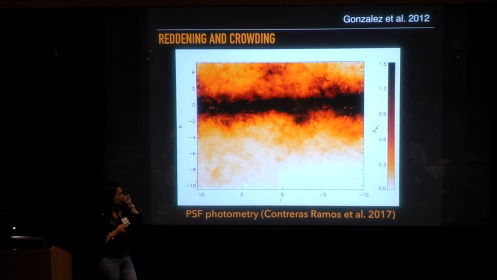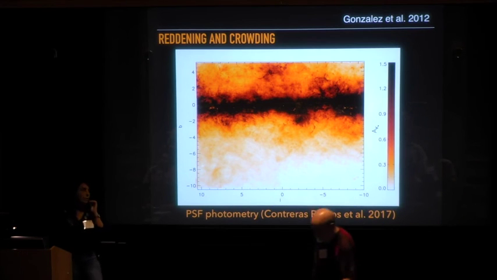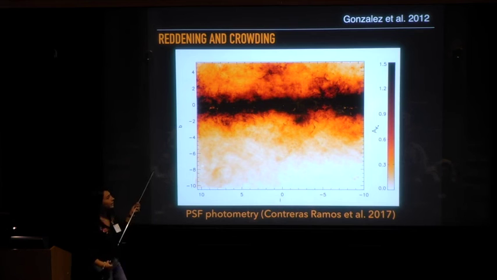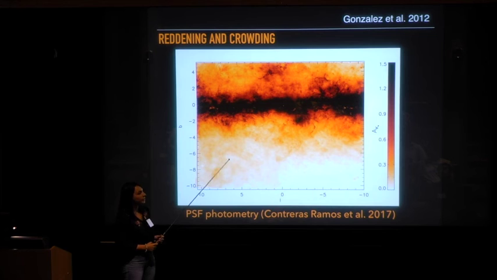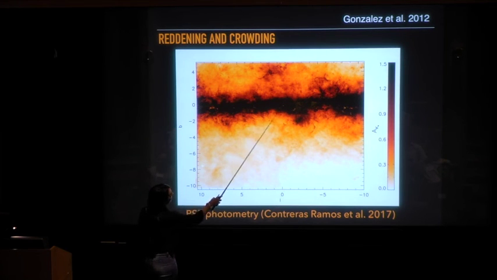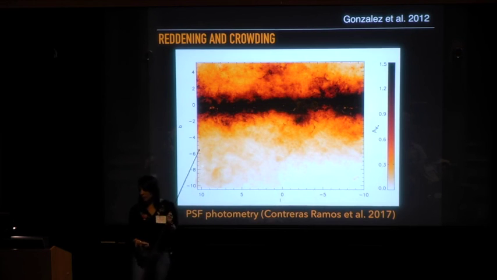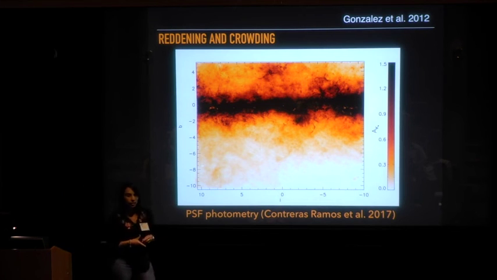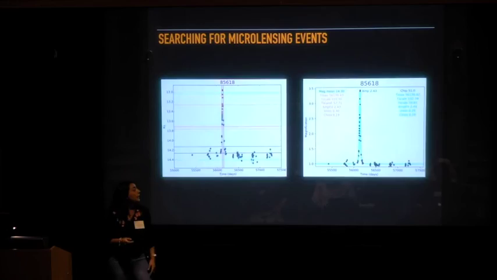This is an extinction map of Oscar González, and you can see that the dark area is the most extincted area. I just got the data from here. But the important thing is that I use PSF photometry, because the aperture photometry from the survey is not enough to study this area. The details are in this paper.